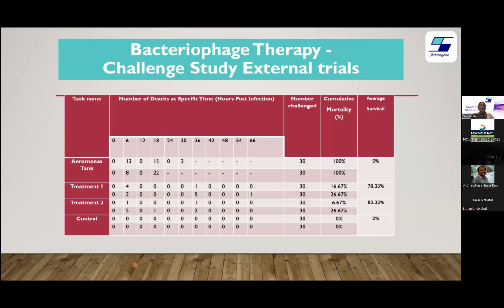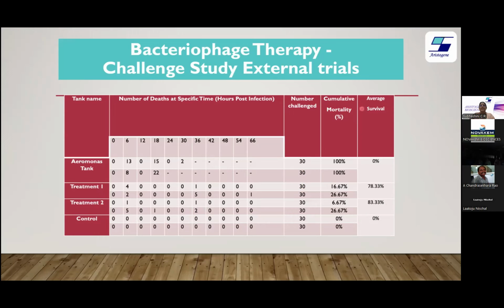This is another challenge study, which was done externally in a government institute. We have a set of tanks where we have only Aeromonas, and 2 sets of treatment tanks where we have Aeromonas phages along with the Aeromonas host. In the control tank, there is no Aeromonas and no phages. Each tank contained 30 animals, and these were all done in duplicates.